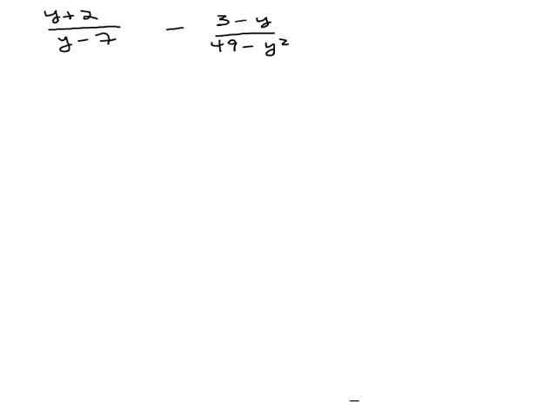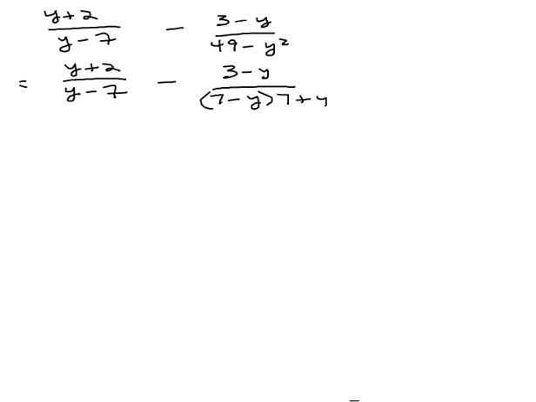We'd like to take (y + 2)/(y − 7) and subtract (3 − y)/(49 − y²). To do that, as always, we'd like to factor both the denominators. So (y + 2) over, well, y − 7 is prime, it doesn't factor, minus the quantity (3 − y) over, here, that's the difference of two squares. Is it (7 − y)(7 + y)?